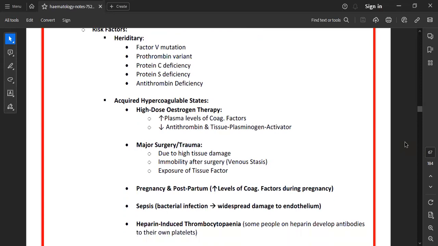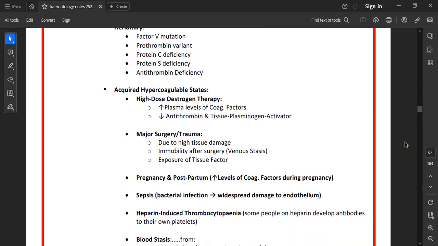Major surgery or trauma also increases the risk for hypercoagulability because now the wound is quite large. So the fibrin deposit is also quite large. That's why patients who are in hospital are given drugs like enoxaparin or heparin to help break down the fibrin and avoid clotting.